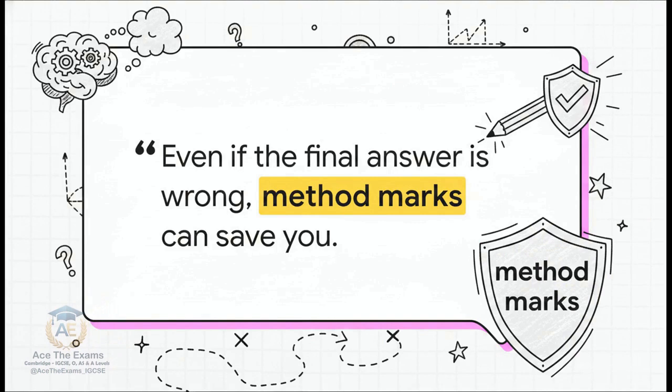If you make a tiny arithmetic error on the final line, but your systematic processing was visible and flawless, the examiner can still award you the vast majority of the points. The method over result approach is your ultimate defensive strategy in the exam hall.